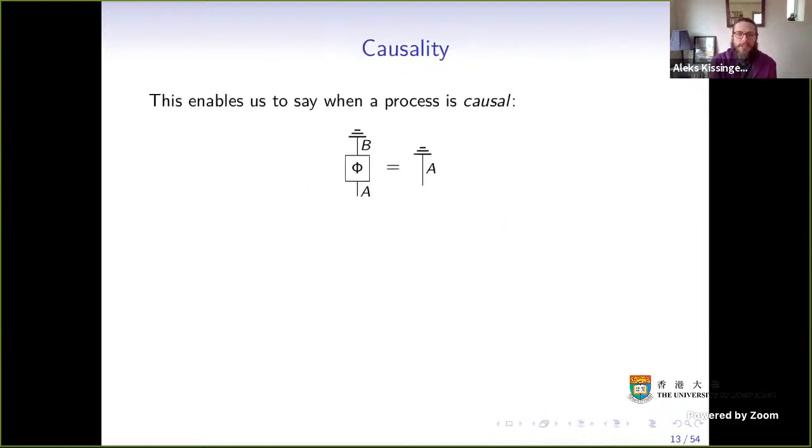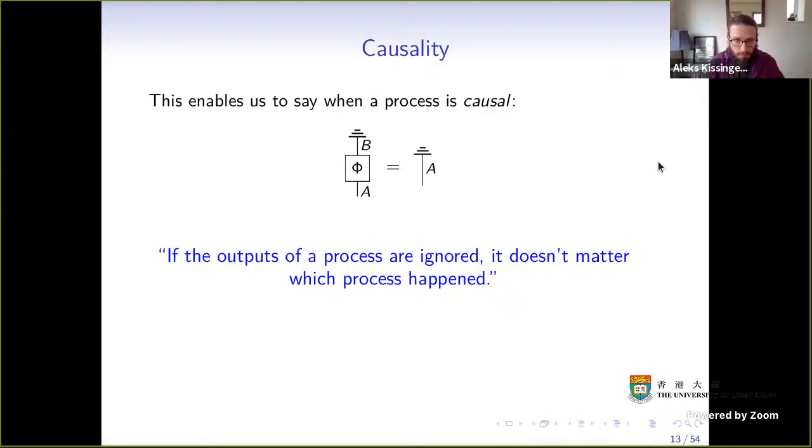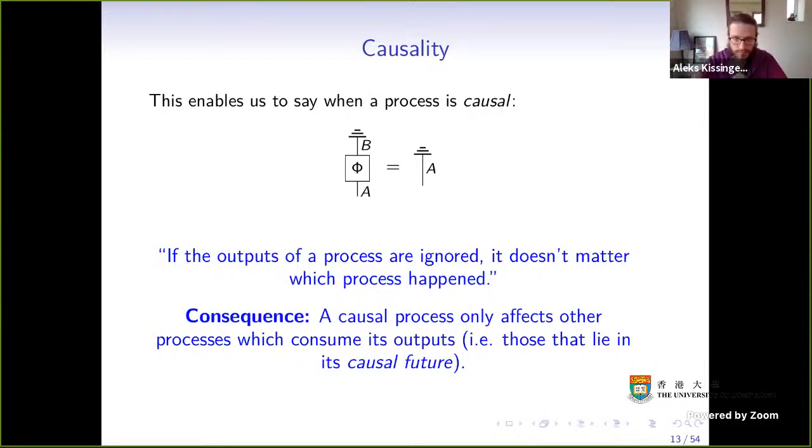And the most basic definition in this setting is called causality. Discarding enables us to say when a process is causal. Causality is really: if I discard the output of a process, that's the same as discarding the input. Intuitively, if the outputs of the process are ignored, then it doesn't matter which process I did. A consequence of this is that the causal process only affects other processes which consume its outputs, i.e. those that lie in the causal future.